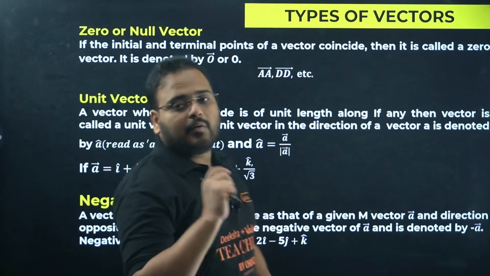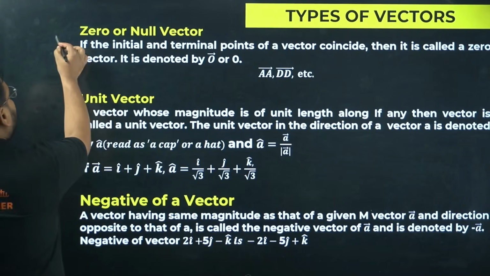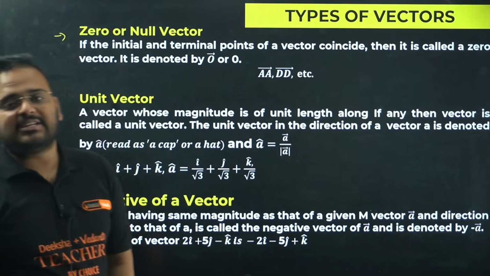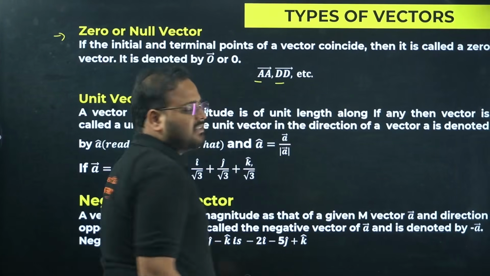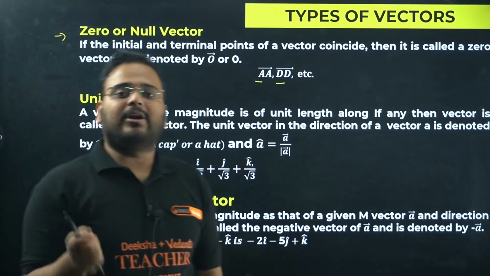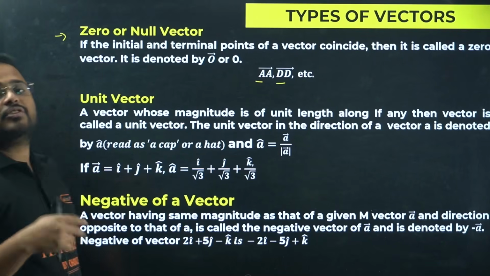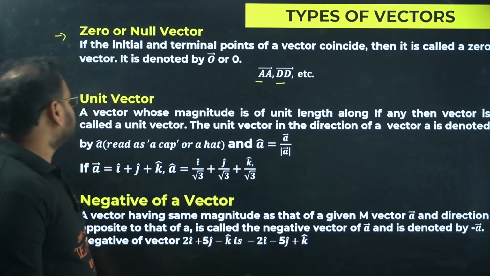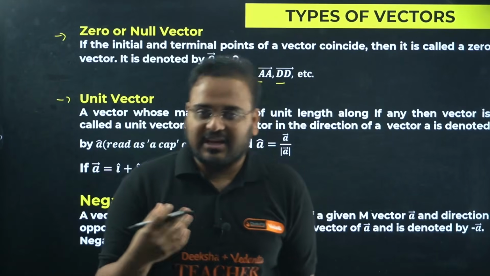Now we'll look quickly at the types of vectors. Have a look. Zero or null vector. A vector which has the same initial and final point is called a null vector. Check here, AA or DD. The initial point and final point are the same, they are the same terminal point. That's why the vector magnitude is 0.